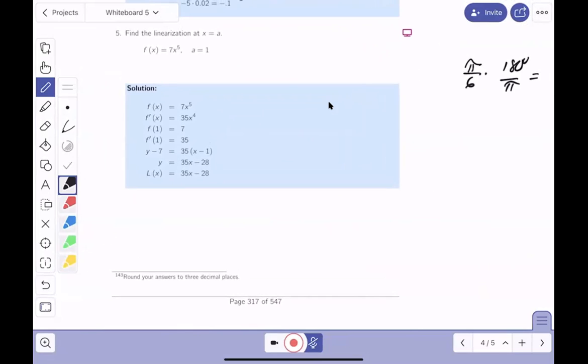So f of x is 7x to the 5th. The point we're looking at is (1, 7). And we're going to put an equation of a tangent line down now. Before I do that, though, I've got to get the slope. So f prime is going to be 35x to the 4th, and f prime at 1 is 35.